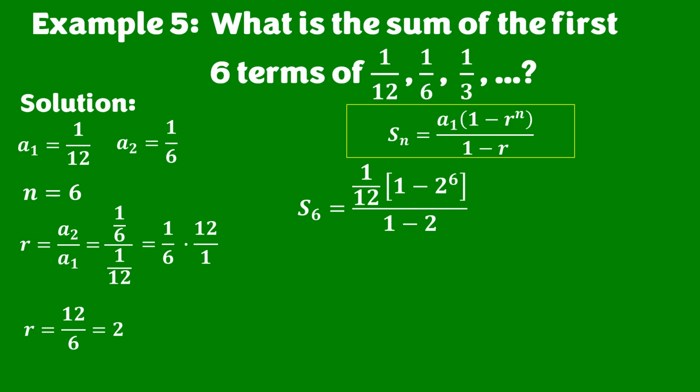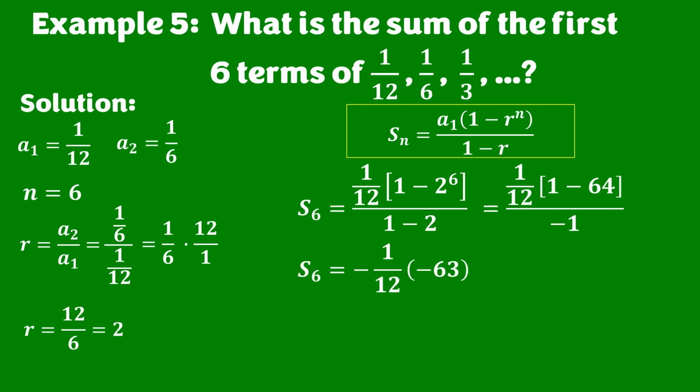And then next we're going to determine the value of 2 raised to 6. And 2 raised to 6 is equal to 64. So the equation now is s sub 6 equals 1 over 12 times the quantity of 1 minus 64 all over negative 1. 1 minus 2 is equal to negative 1. And then we're going to simplify. So 1 over 12 divided by negative 1 is equal to negative 1 over 12. And 1 minus 64 is equal to negative 63.